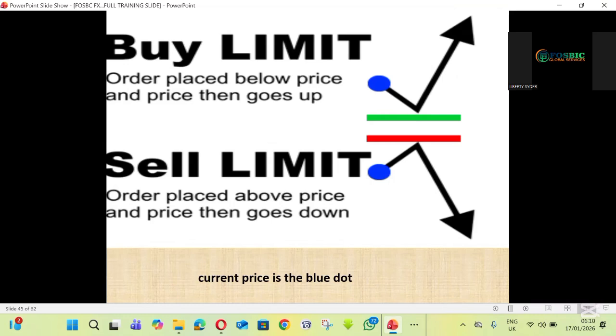I don't know if this explains it. I will still use a normal diagram to illustrate it. Okay, just try and follow. It's very simple to understand. Now let's talk about sell limit.